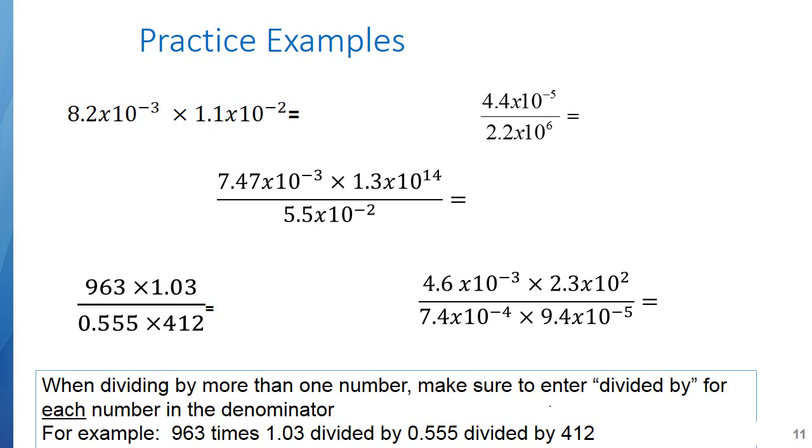It would take the answer from 963 times 1.03 divided by 0.555, and then it would multiply it by 412 if you hit multiplication. But if it's in the denominator, you want to make sure and hit divided by.